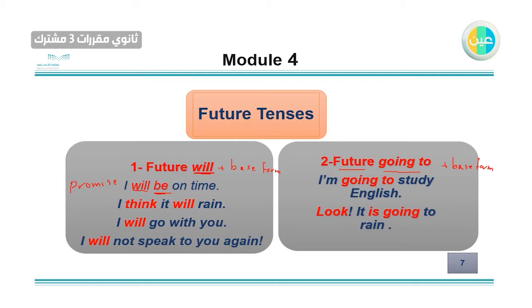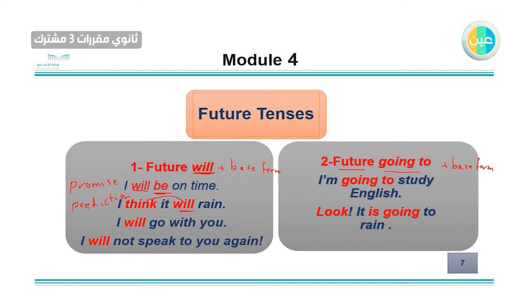Here I use will. Why will? Because I'm not sure. I think, maybe, perhaps, probably, I'm not sure. I think that, I believe that, okay? So here, for predictions. So when you predict something, you can use will for prediction. Usually with think, believe, maybe. You are not sure. Number 3, I will go with you.